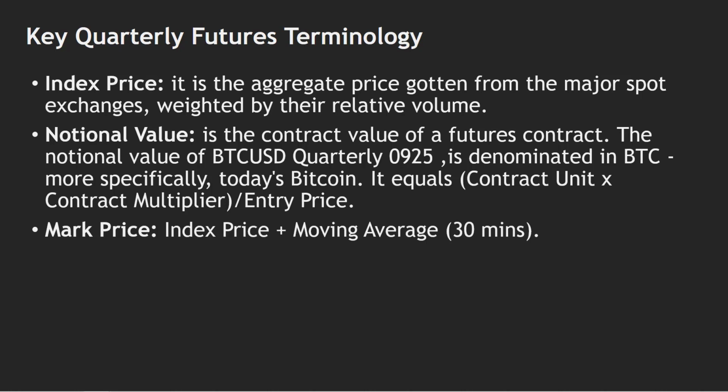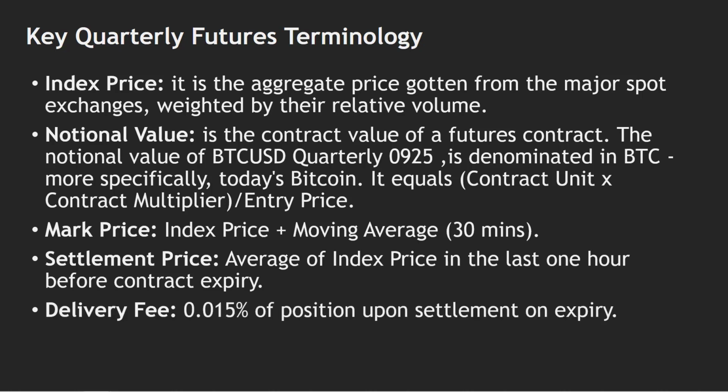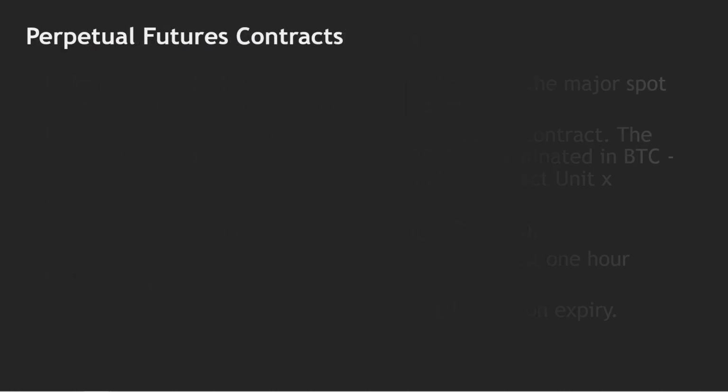The mark price. This is calculated using the index price and a moving average. Settlement price. This is the average of the index price in the last 1 hour before the contract expiry. Delivery fee. This is a percentage of the position that is paid in fees upon settlement on expiry of the contract. Now let's move on to perpetual futures contracts.